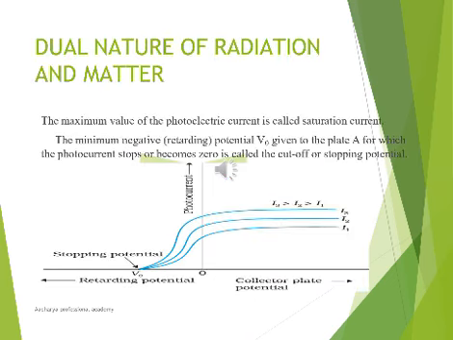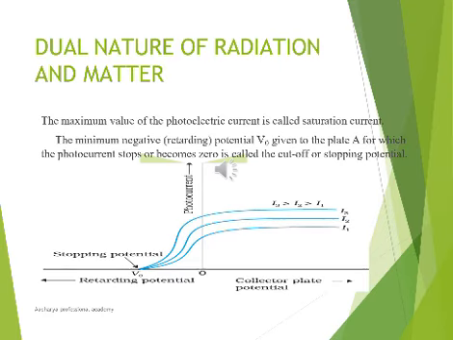When we apply a positive potential, the photocurrent increases. After some time, the photocurrent becomes a saturated value. Okay. Now we are going to see about the stopping potential.